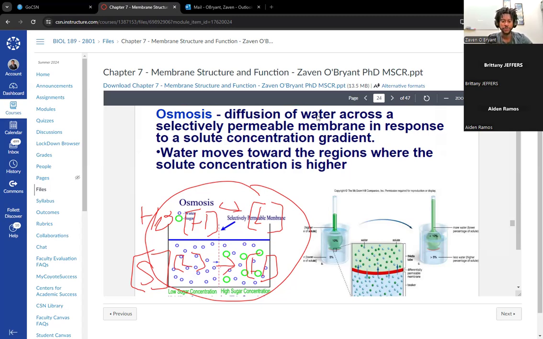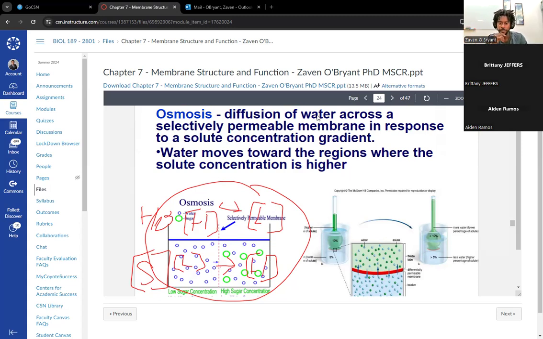So water is moving from high concentration to low concentration always for osmosis. For osmosis, the solute concentration is moving from low concentration of water to the high concentration of solute. And so that's two ways of saying it. And I hope that's not too confusing.